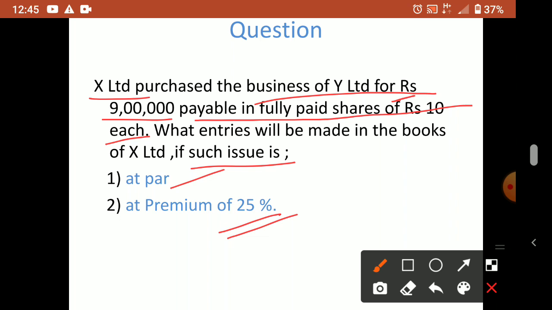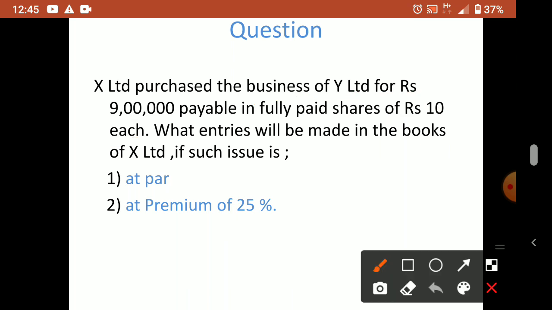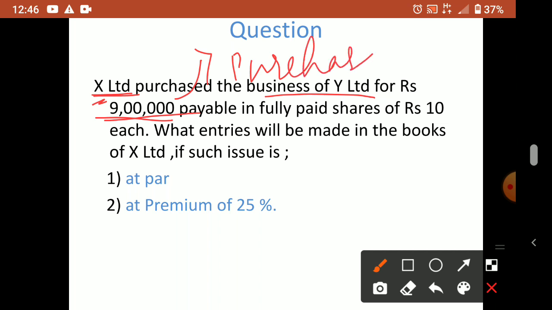Both the companies cannot do it, only one will come, but we are studying it, that's why both cases are given. So what is the purchase consideration in this question? Purchase consideration means the amount we have to pay to them. So X Limited, who purchased X? We are writing the purchasing company, X Limited, from where? The business of Y Limited. So X Limited took over the business of Y Limited for rupees 9 lakh. So this 9 lakh is the purchase consideration. Understood? So purchase consideration is 9 lakh.